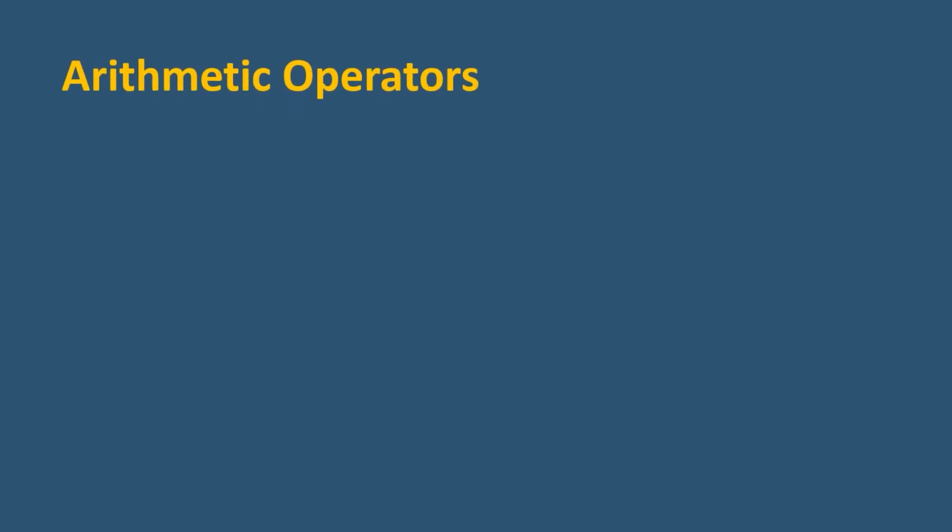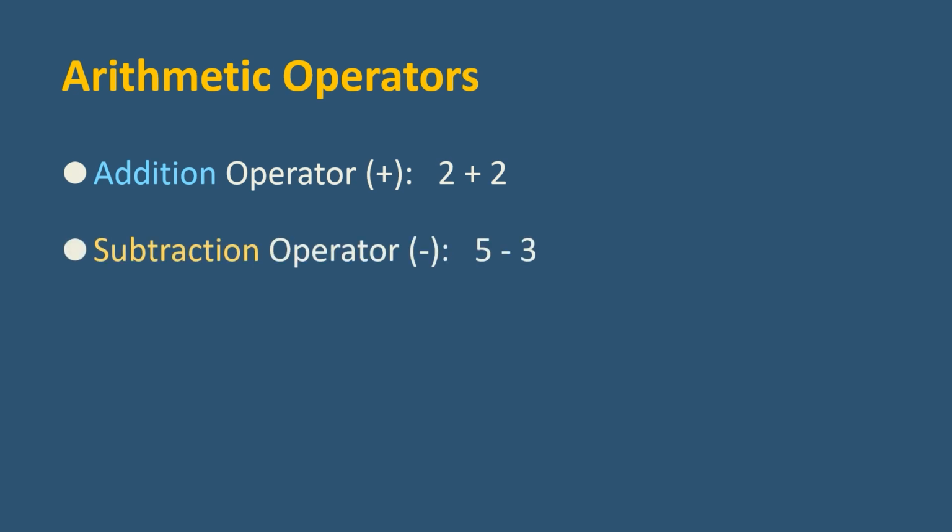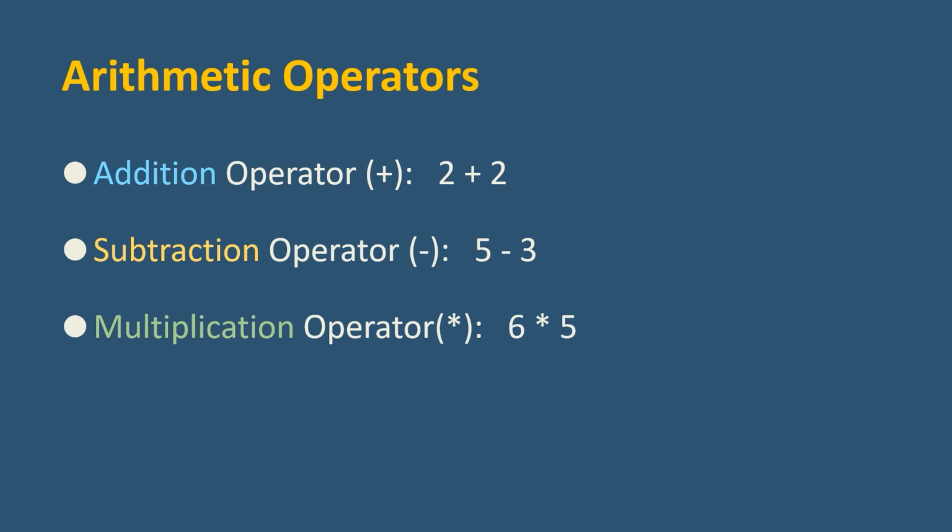Python provides a robust set of operators to perform various calculations on numerical data. These operators act like tools. Let's explore the fundamental operators. Addition operator. The plus operator is utilized for adding two numbers. Subtraction operator. The minus operator subtracts one number from another. Multiplication operator. The star operator performs multiplication between two numbers. Division operator. The slash operator divides one number by another.